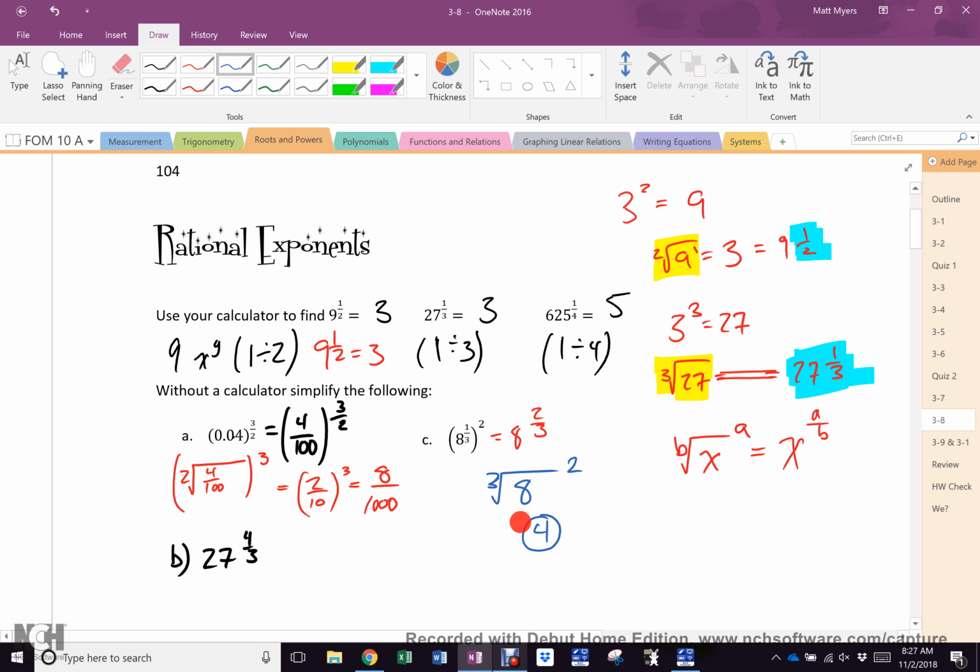Does everybody get it? Now, right now, our answers are working out perfectly, aren't they? 8 has a cubed root. 4 100ths had a square root. What if it didn't?